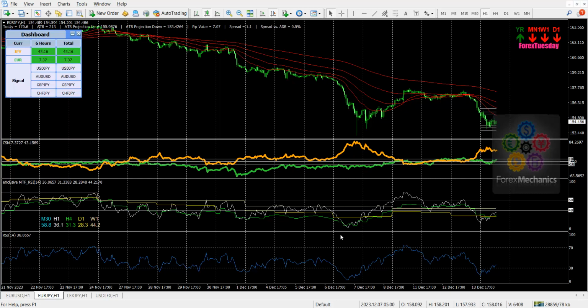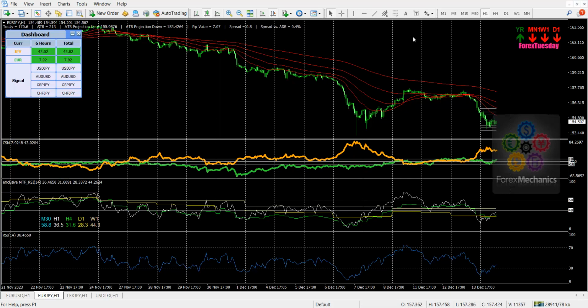Now, on my screen, I have two RSIs. This one is a multi-time frame RSI indicator. This is not something that I've coded, let me clarify that. This is available online. You can look up MTF RSI, where you can track multiple time frame RSI on the same time frame.